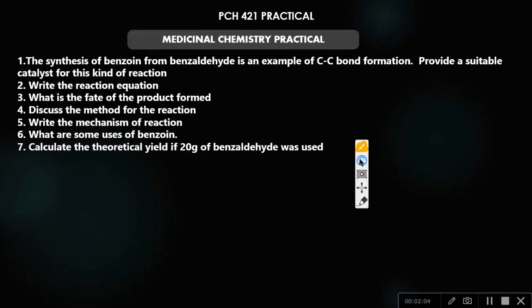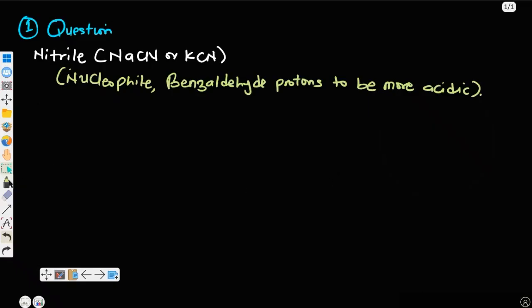Now, the next question here: write the reaction equation. You may be given the reaction equation, or you may be asked to write it. The reaction involves benzaldehyde, sodium cyanide, or let's say potassium cyanide. Any one of them can actually go. Are you getting it now? So let's use benzaldehyde. What is the structure of benzaldehyde? This here is the structure of benzaldehyde.